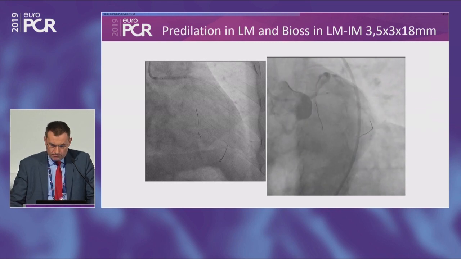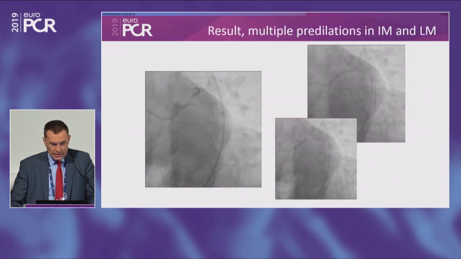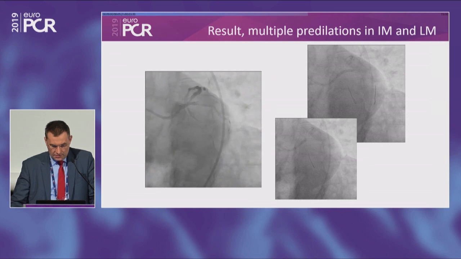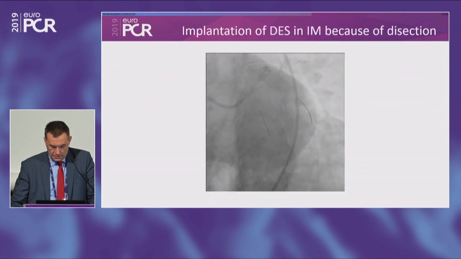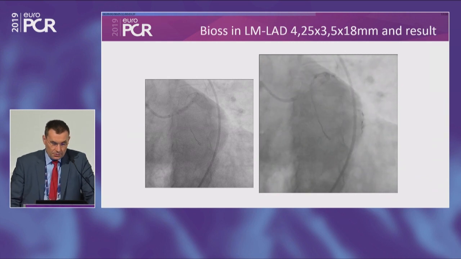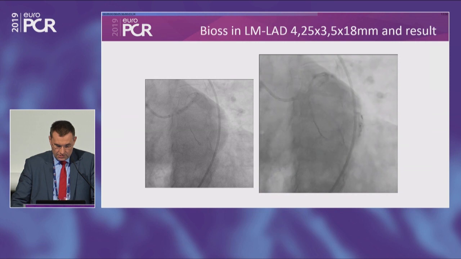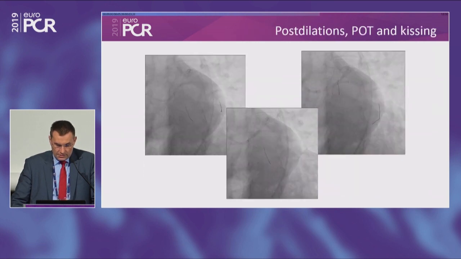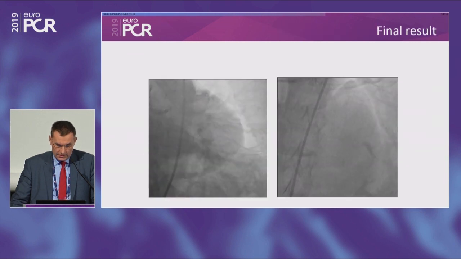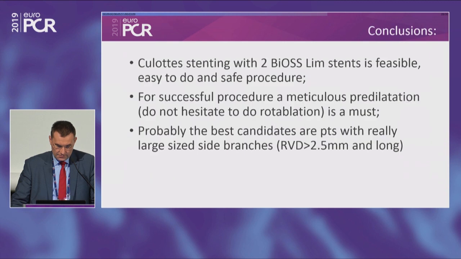Then we implanted the first BiOSS to the circumflex artery. It was 3.5 to 3.0 by 18 atmospheres. After the first implantation, there was a distal dissection. So after a POT of the stent, we implanted an additional stent distally to seal the dissection. And then a second BiOSS was implanted in direction to the LAD. There was a sequential balloon inflation and kissing and a final POT with a 5-hole balloon. And this is the final result for this patient.